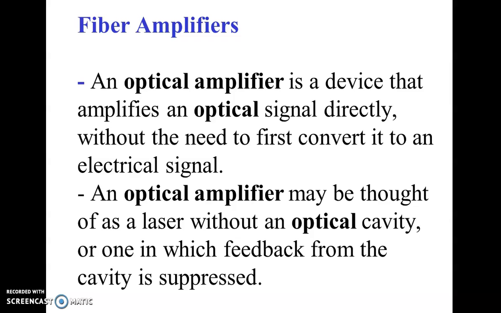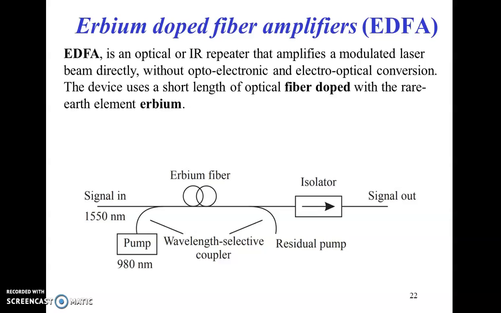When we consider fiber amplifiers, these amplifiers have optical amplification capacity. An optical amplifier may be thought of as a laser without an optical cavity, or one in which feedback from the cavity is suppressed. So here the feedback from the cavity is suppressed and the signal is sent to the next one.